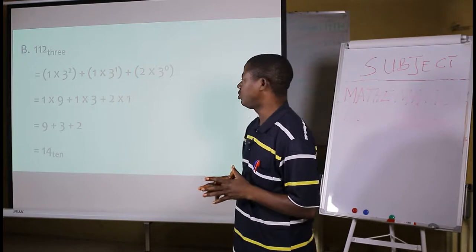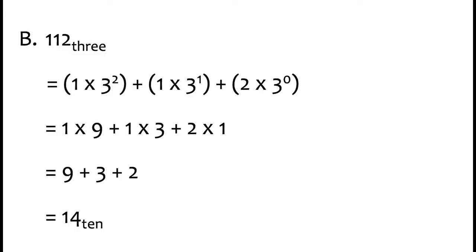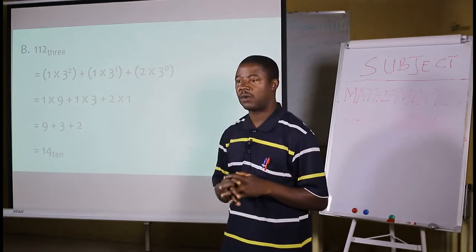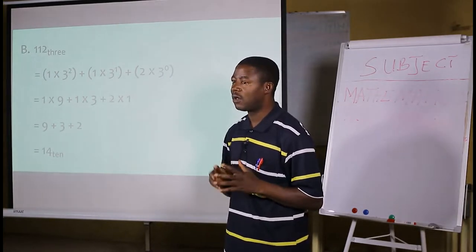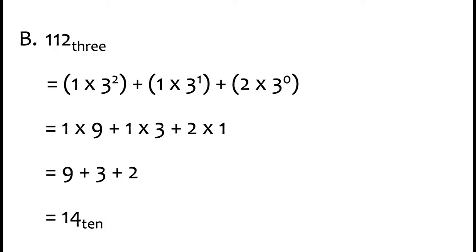Now, all you need to do is to expand by your multiplication process. 3 raised to the power 2 is 9. So we'll be having 1 times 9 plus 3 raised to the power 1, which is 3 itself, plus 2 times 3 raised to the power 0. This is where it's very sensitive. Many students will just write 0, or rather they will write 3. But 3 to the power 0 is 1. You must recall the laws of indices.